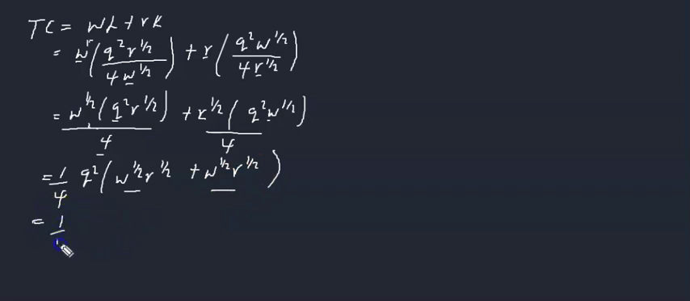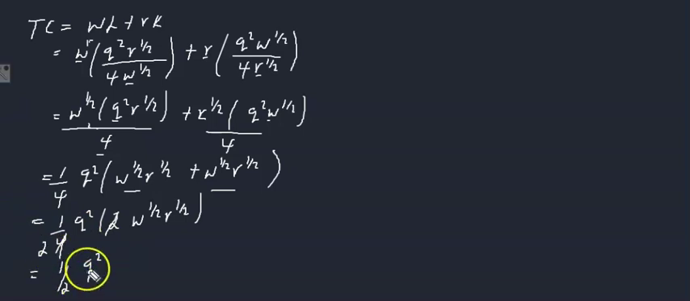So we will have 1 over 4 Q squared, and we'll have 2 W half and R half, like that. So these 2 and that can cancel. We remain with 2 there. So the final answer, the TC, is just equal to half Q squared W, or let me just multiply this because we have nothing to do with it. So we can have W half R half, like this. So this is our TC.